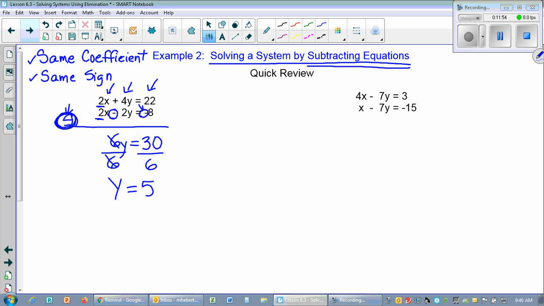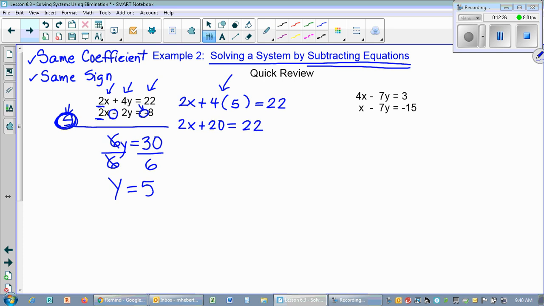Now I'm going to go ahead and substitute the y value into the first equation to find the x value. So we have 2x plus 4, and then parentheses to show I'm going to be substituting for my y value, is equal to 22. I'm going to substitute that 5 where I put my parentheses. Before I can go any further, I have to solve this operation of 4 times 5 first. So 4 times 5 is equal to 20, and it's equal to 22.